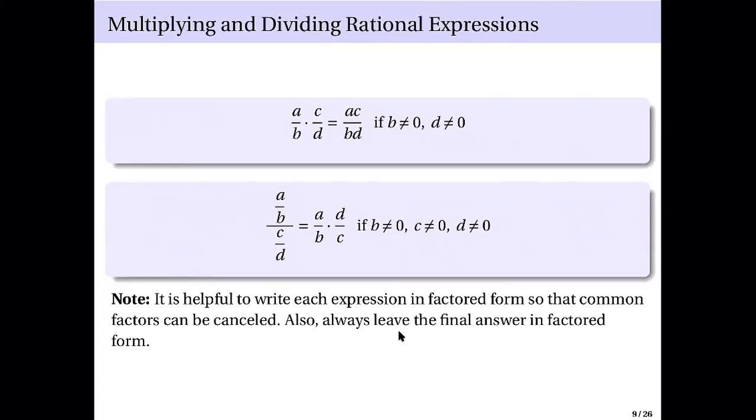Also, always leave the final answer in factored form. So don't multiply those factors if they can be multiplied. You don't need to multiply that because when you multiply them, you can get some errors in the multiplication and that will give you some little deductions, possibly. Okay?